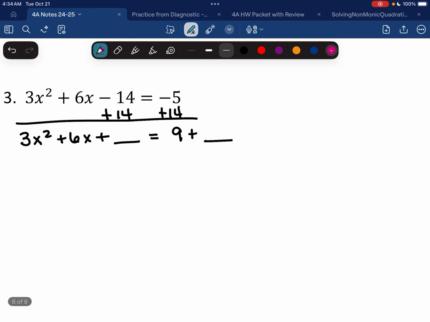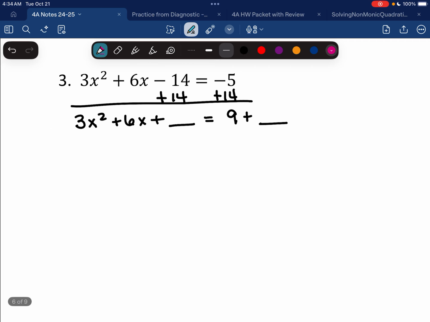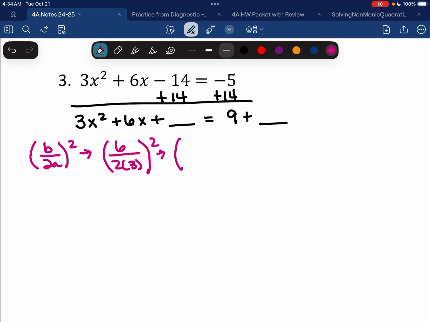And then I'm going to do b divided by 2a, squared. So I will take 6 divided by 2 times 3, squared, which would give me 6 over 6 squared, which is 1 quantity squared, gives me 1. But before I put that value in, we are going to pull out the a value of 3.